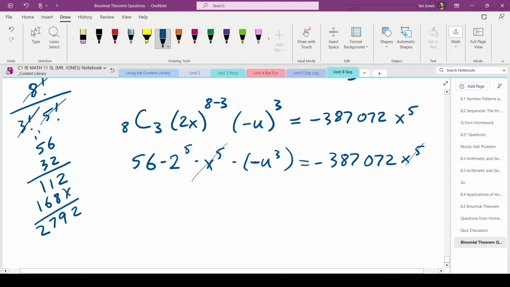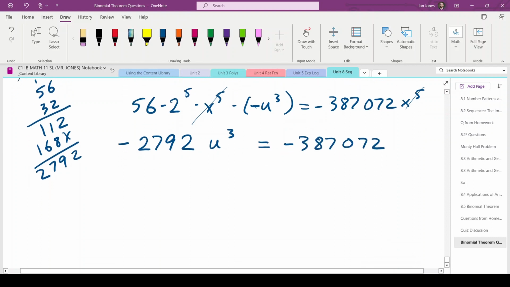Maybe dividing here would be too much for a non-GDC section. 2, 7, 9, 2. Negative, from this negative u cubed equals negative 387,072. Okay, at this point, I'll pull up a calculator to make this a little bit easier. 387,072 divided by 2792 equals, well, is that right? That's not so pleasant.